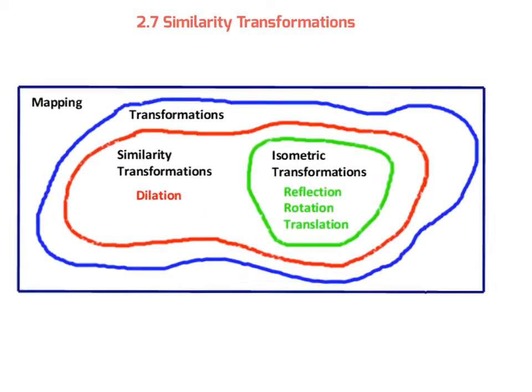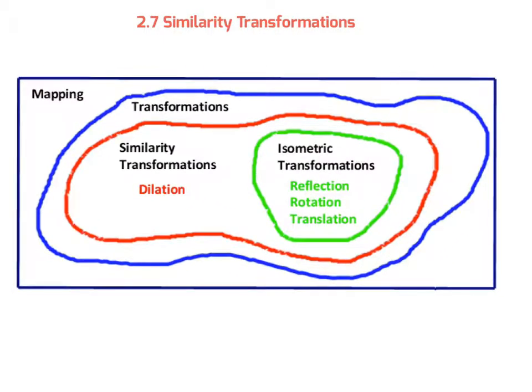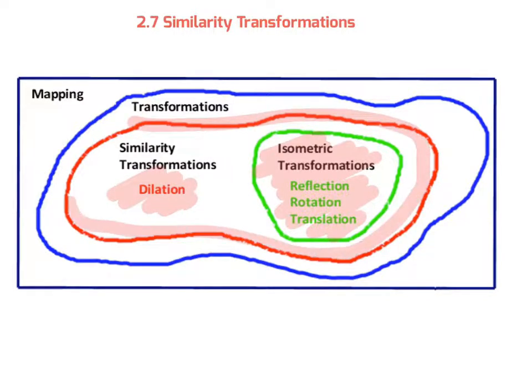So if we look at this in a Venn diagram setting, we see here how our friends in here are those isometric ones. And then when we add the dilation, we now have the group that we call the Similarity Transformations. And by using any of those, we maintain shape.